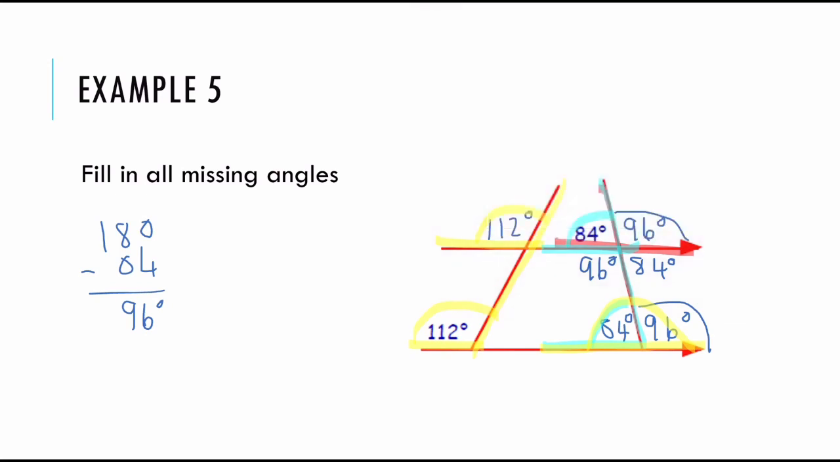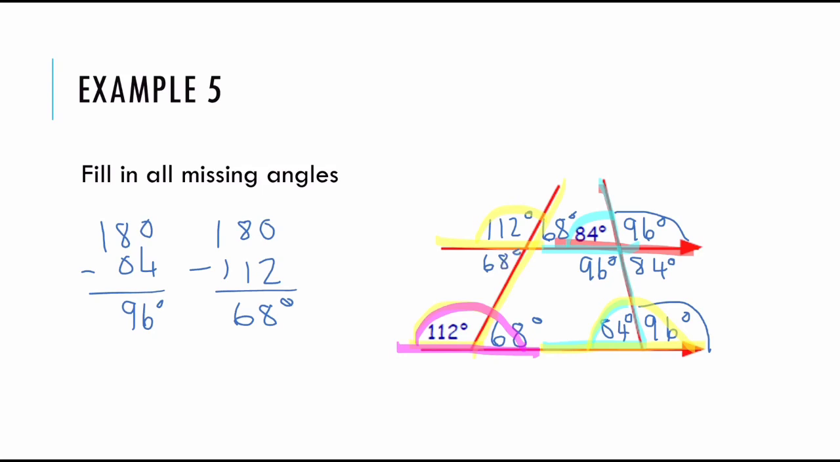On the other side of the shape, I have another straight line here. 112 is part of that, so I'll do 180, take away 112, which gives me 68 degrees. 68 degrees goes in here. By F angles, it goes up here too. By X angle, it goes here, and by X angle, the 112 can also go in here. That is me now filled in every missing angle in this shape.